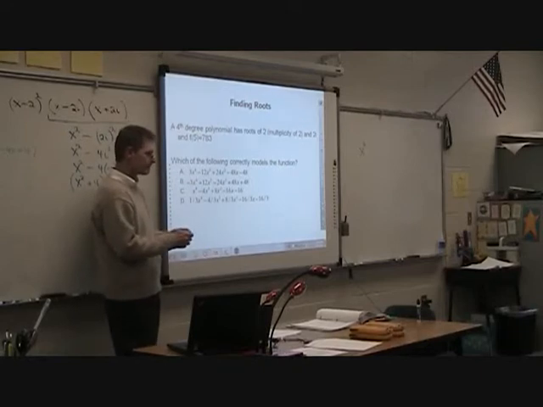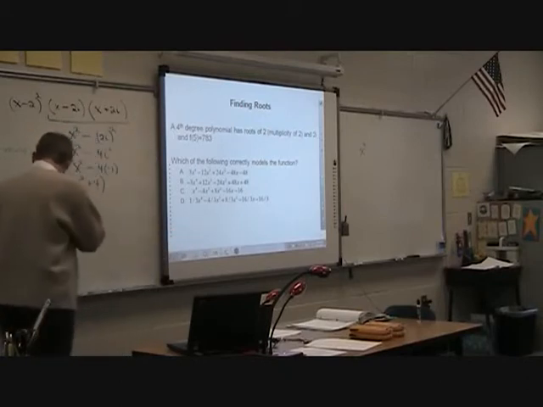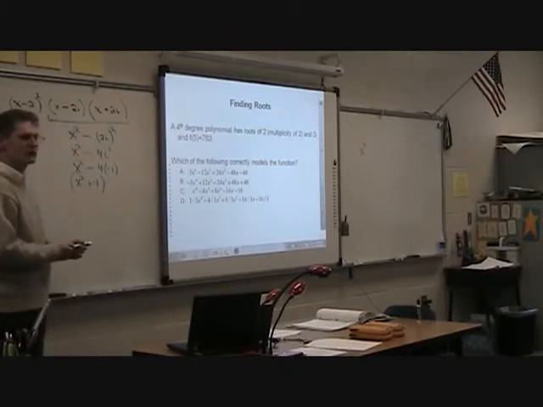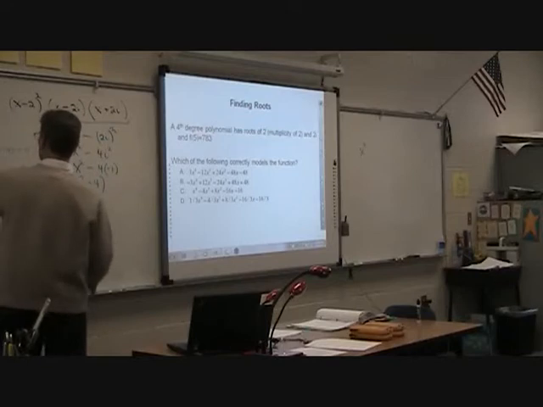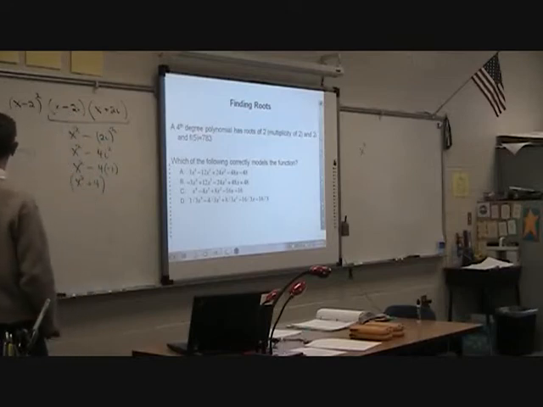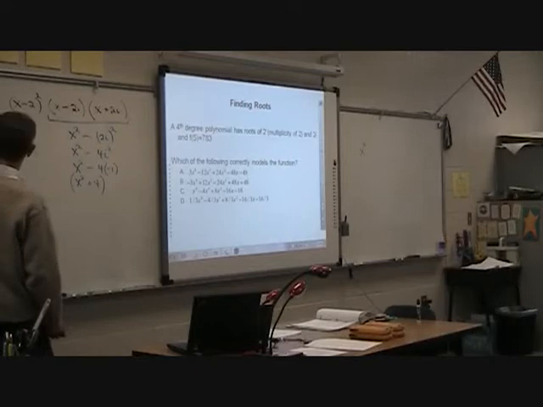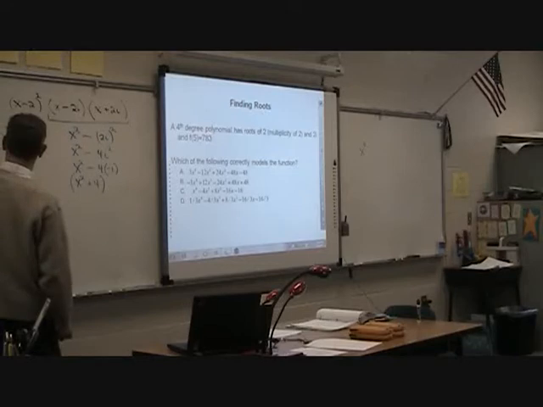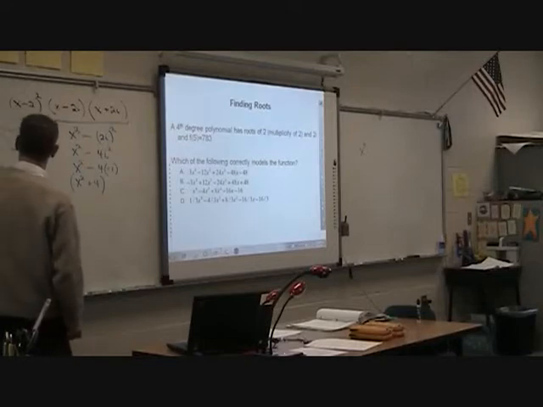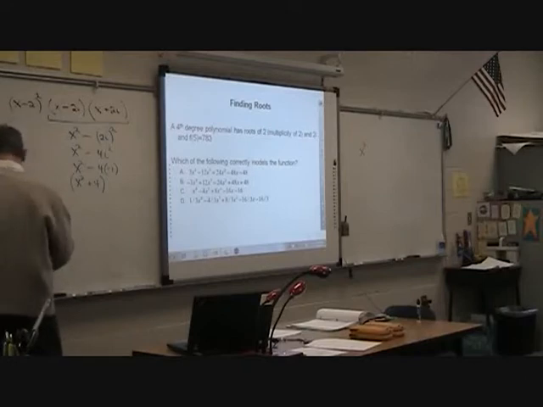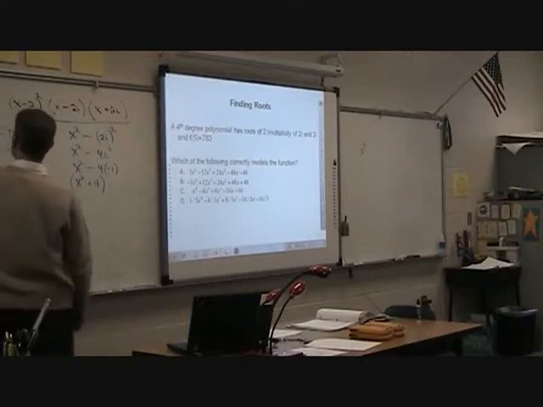Stay with me, please. All right, so essentially it's not a FOIL, but it's a distribution. You can only use FOIL with 2 terms. So here we go. x squared times x squared, what does that give me? x to the 4th. x squared times minus 4x, negative 4x cubed. Okay? x squared times 4, 4x squared.